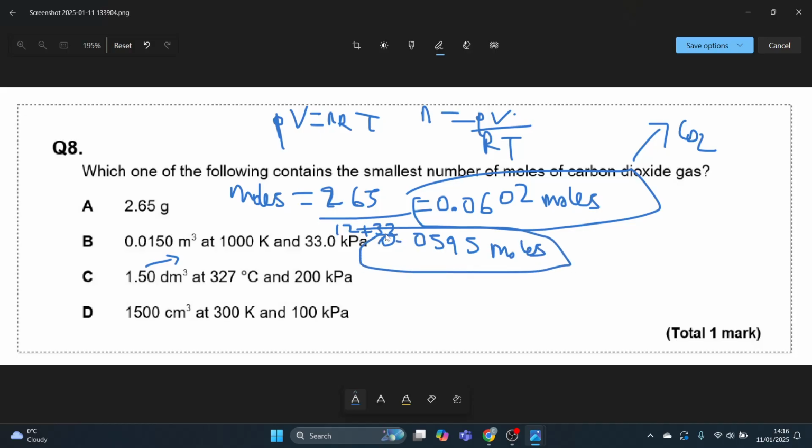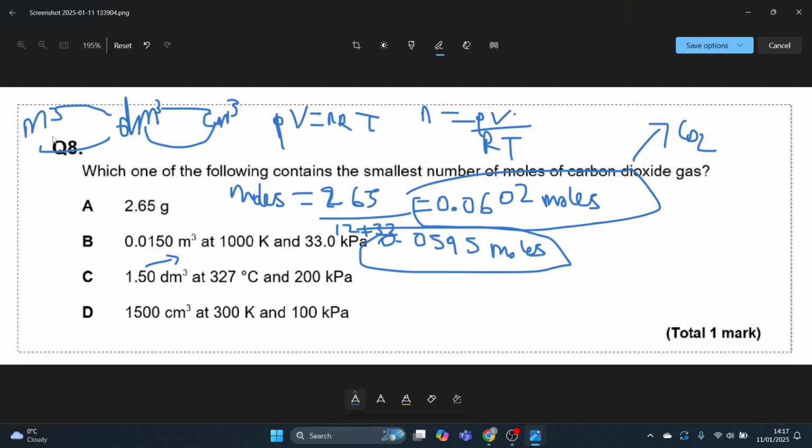In 3 and 4, well, I've got it in dm cubed and I've got it in centimeters cubed. Meters cubed, dm cubed, centimeters cubed. That's how I would memorize it. Just go like that and remember to go from one to another times by 1000, and from the opposite way, just divide by 1000.